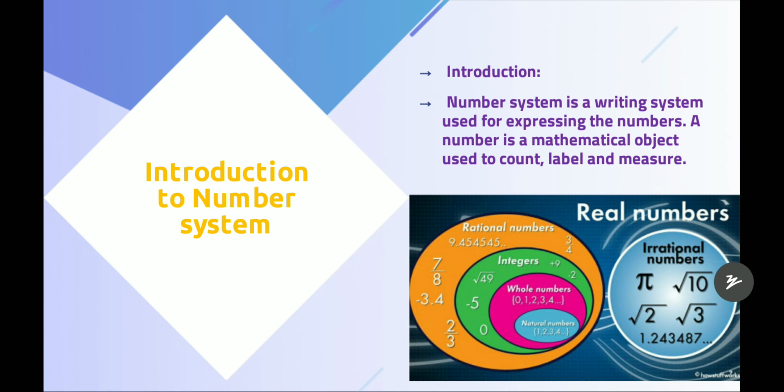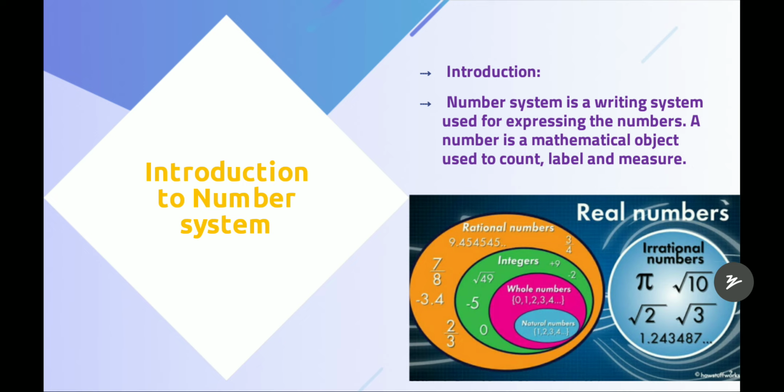If we see this image here, we can see that natural numbers are there, and above that whole numbers, above that integers, above that rational numbers, and beside we also see irrational numbers. These natural numbers to rational numbers we have learned in 8th class. Now in this 9th class we are going to learn about irrational numbers and real numbers.